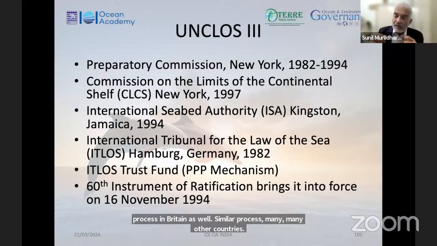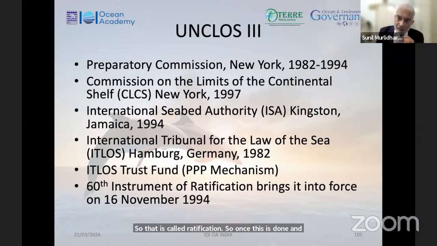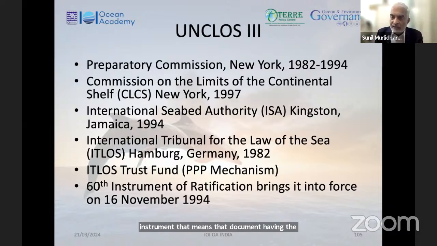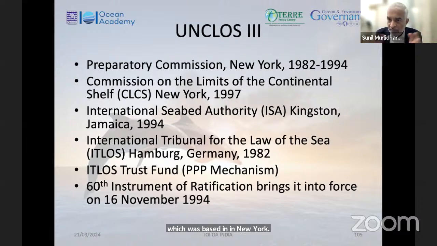Once this is done, the instrument of ratification, that means the president or the queen or the head of state, not head of government, but it has got to be head of state, has got to give their assent to it. Once they give the assent, that instrument, that document having the signature saying that this treaty is now part of our national law, is taken and submitted to the United Nations. That's called a ratification. And it needed 60 such ratifications. So it took from 1982 until 1994 to get the 60 ratifications. That's why during that period, almost 16 years, there was what is called the Preparatory Commission, which was based in New York, which was then wound up once the treaty was ratified.